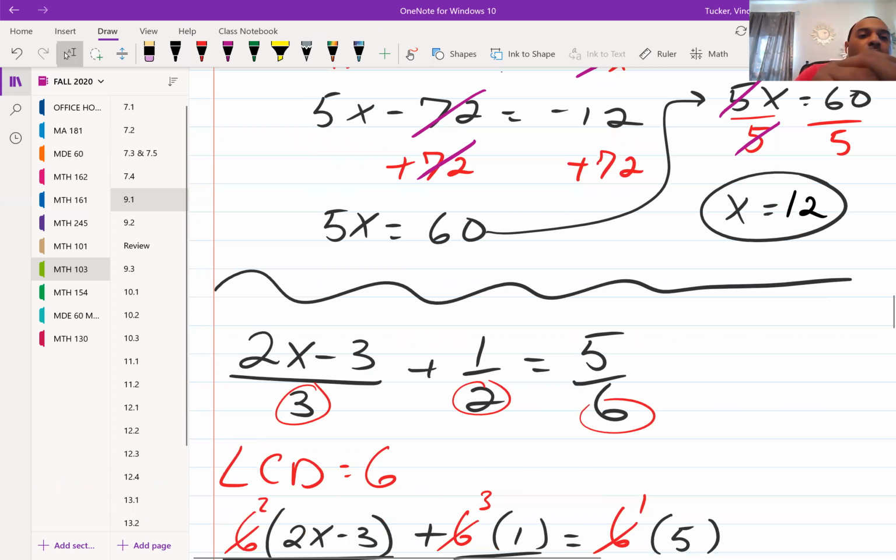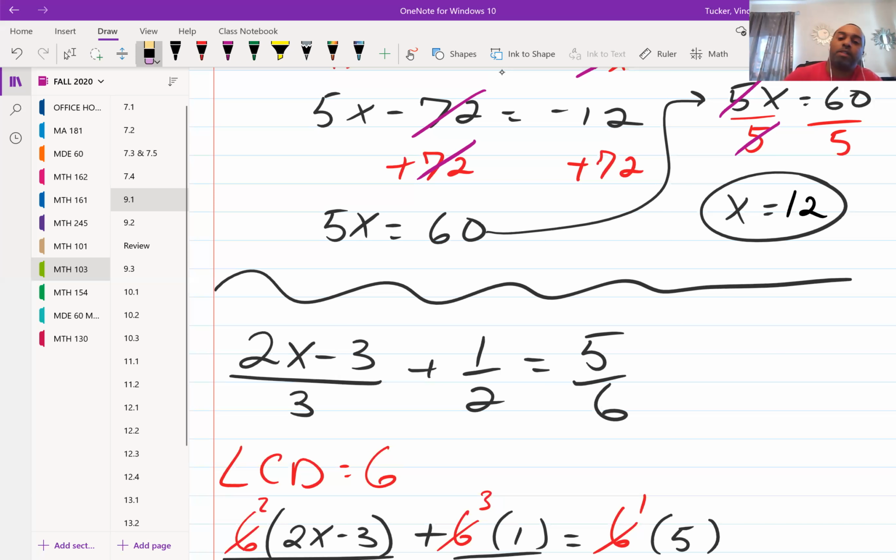All right, so let me walk through this. So here we have (2x minus 3) over 3 plus 1 over 2 equal to 5 over 6. And since we have fractions, it's the same thought process as to how we are going to handle this problem. You find the LCD, and we have 3, 2, and 6 as denominators. So that means our LCD would be 6, because the smallest number that all three of those can divide into is the number 6, because 6 can divide into itself as well.